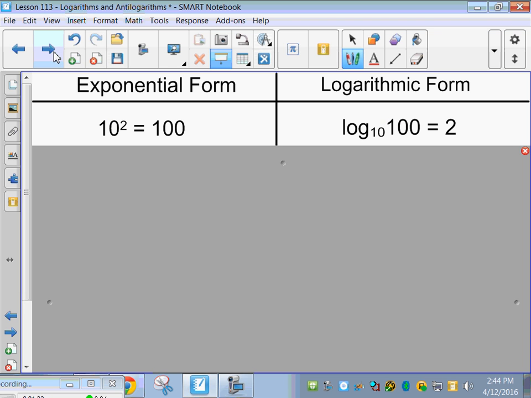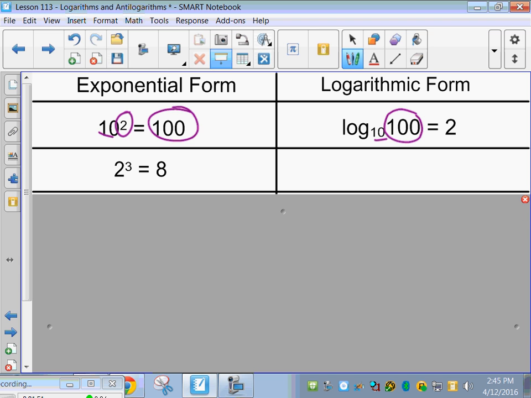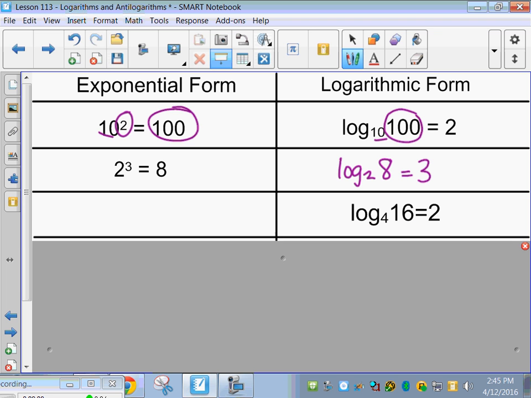So let's do a few with real numbers. So here's the general one. I have 10 squared equals 100. So this 10 is going to go into the base. The 100 that was the answer goes into the argument. And the exponent here goes on the other side. So we're going to go back and forth. So 2 cubed equals 8, exponential form. If I put this in log form, it's going to go log base 2 of 8 is equal to 3. So the 2 becomes a little base, 8 moves inside the log function, and 3 goes on the answer side.